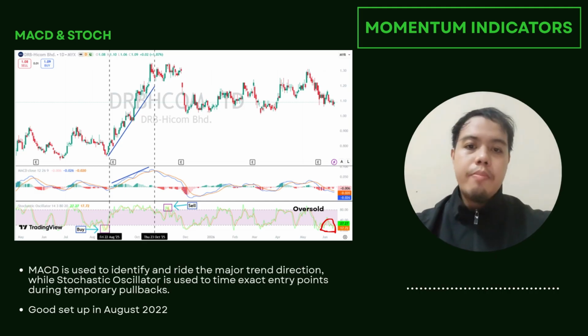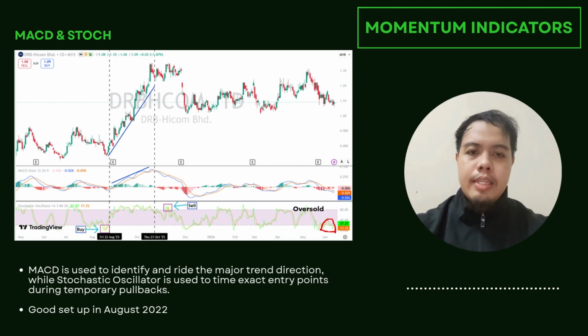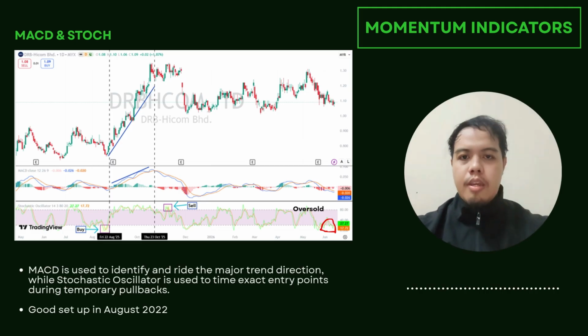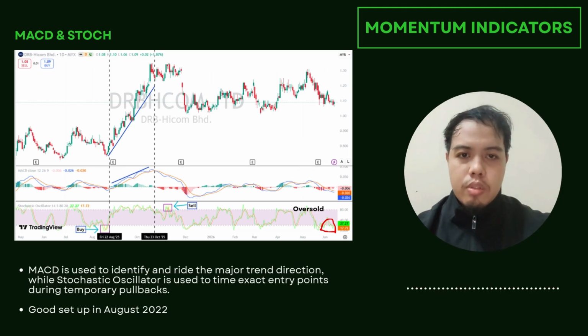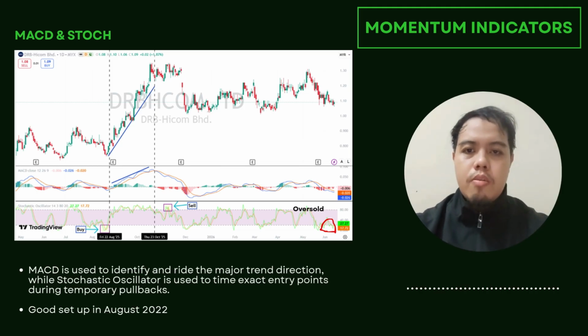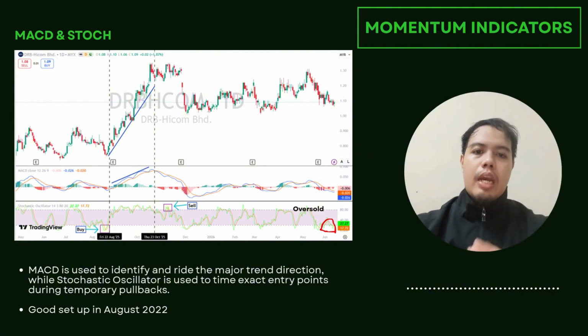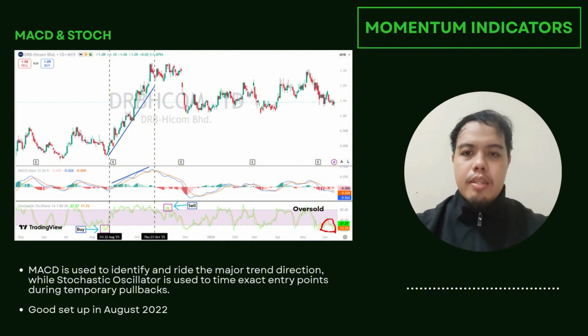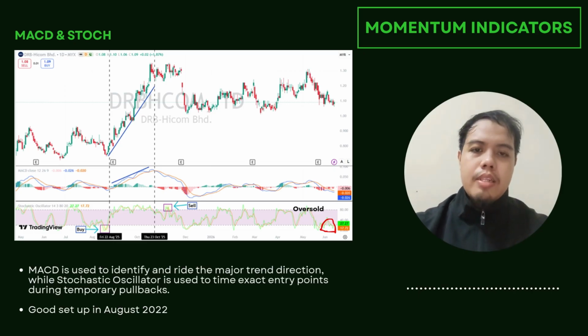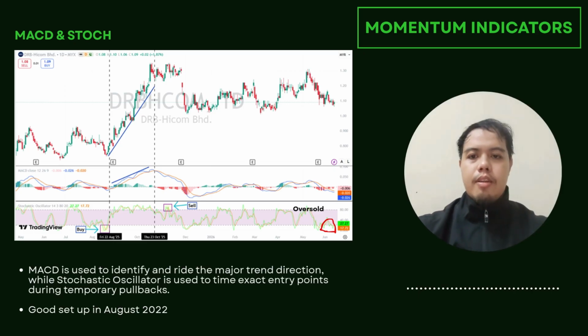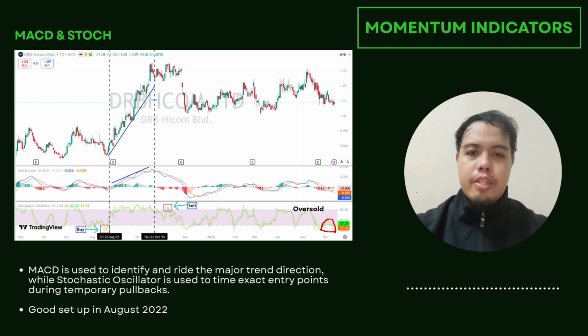Furthermore, to combine the moving average convergence divergence and stochastic oscillator strategy, we use the MACD to identify major trend direction, while we use the stoch to time exit and entry points during temporary pullbacks. Now, according to the chart, the market is in an oversold state. However, a MACD bullish crossover is needed for a buy entry confirmation.